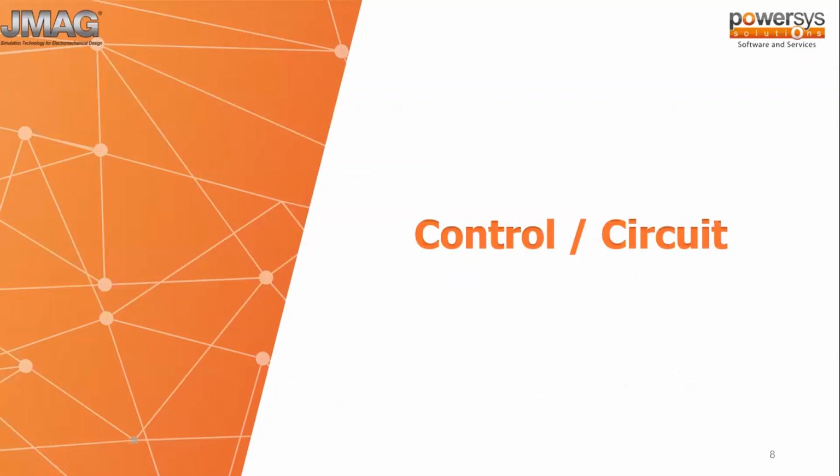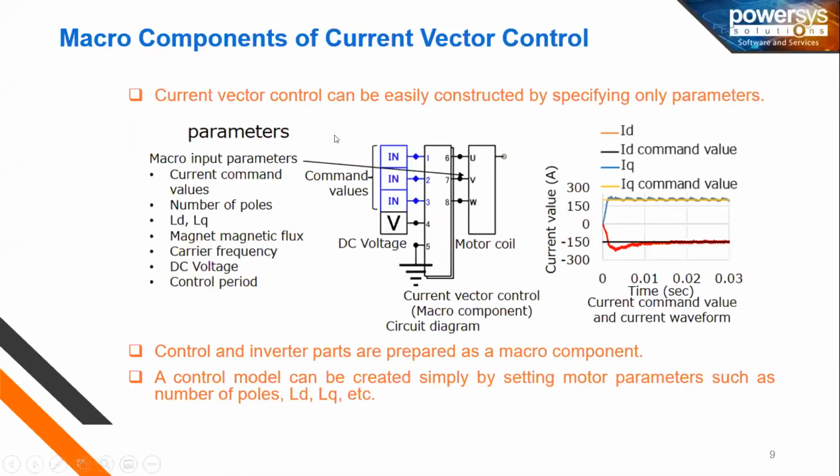And now we are going to see the features that are added in the control and circuit part. The first and foremost thing is the macro component, which is nothing but the current vector control component, which can be directly applied to the circuit window in version 21. The current vector control can be easily constructed by specifying only the motor parameters like the LD value, LQ value, and number of poles. So current vector control can be easily done in version 21.